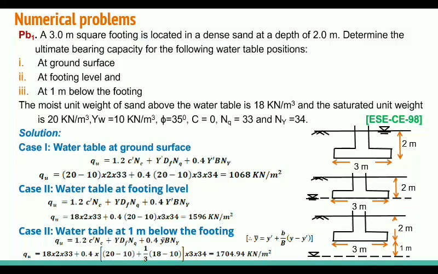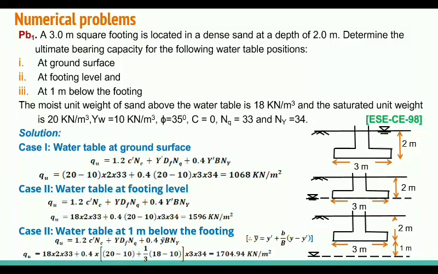See, in the bearing capacity formula of soil, you will see that there are three expressions. First expression is due to cohesion, second expression is due to surcharge, third expression is due to the weight of soil that is beneath the base of the footing. So whenever the water table is changing, the first expression is not changing. The second expression or third expression changes, the expression due to surcharge or the expression due to the weight of the soil beneath the base of the footing. So you have to see that condition.